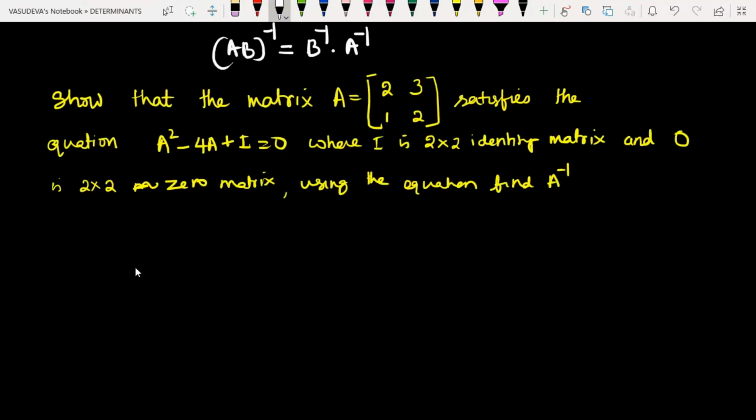Consider the problem. Show that the matrix A equal to matrix 2, 3, 1, 2 satisfies the equation A square minus 4A plus I equals 0, where I is the 2 by 2 identity matrix and O is the 2 by 2 zero matrix. Using the equation, find A inverse. So now consider the solution. Take A as a matrix, rewriting it 2, 3, 1, 2.